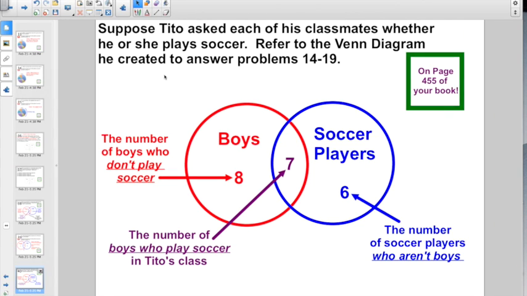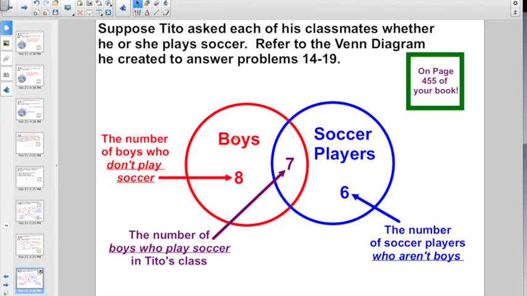All right, time for a new scenario, and this is on page 455 of your book. And it says, suppose Tito asked each of his classmates whether he or she plays soccer. And they want you to refer to the Venn diagram he created to answer the last 5 problems, 14 through 19. And again, I made it kind of color-coded for you to make it a little bit easier.